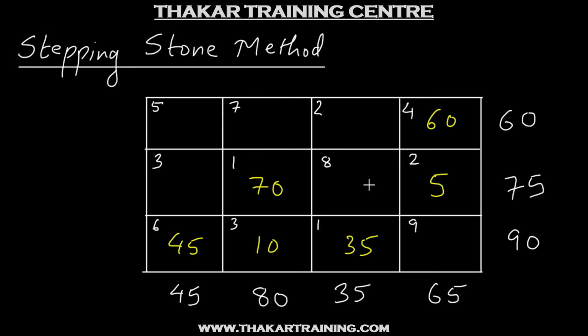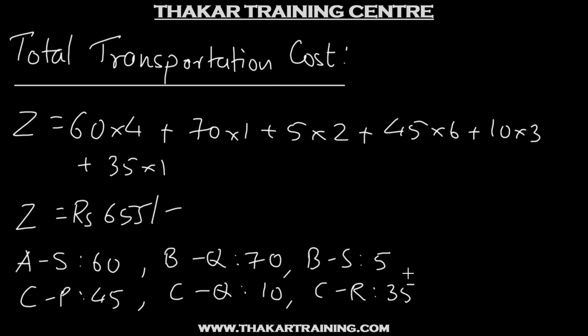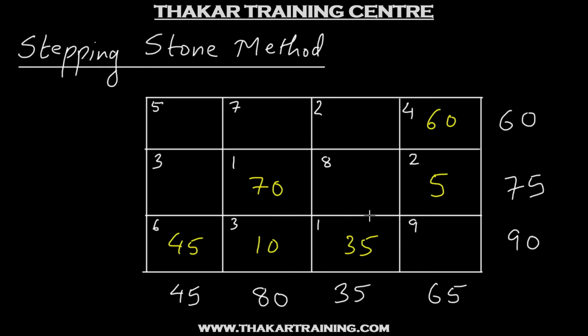So this is the next feasible solution which we have obtained using the stepping stone method, which has a total transportation cost of rupees 655. We can also list down the allocations for this. So these are the allocations. So having obtained this solution, we once again check if this is the optimal one, and if it is not, we further try to improve the solution.